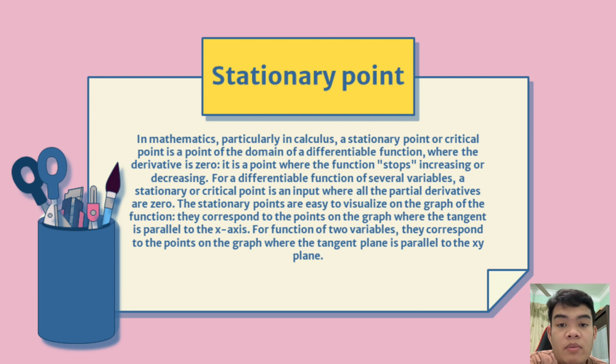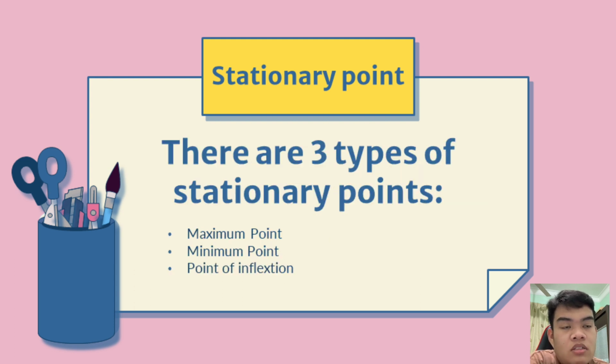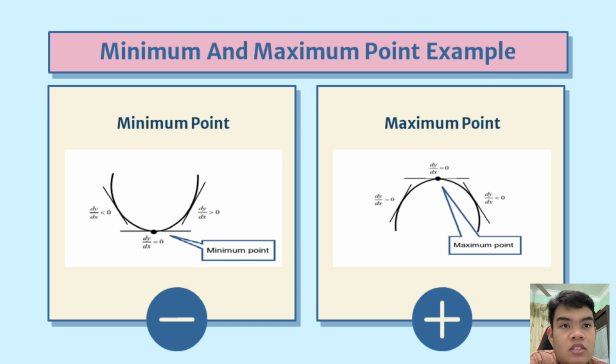So there are three types of stationary points, which are maximum point, minimum point, and point of inflection. So this is some infographic about minimum and maximum points. Here are a few example pictures. As you can see, a minimum point is shaped like a U and a maximum is an inverted U shape.